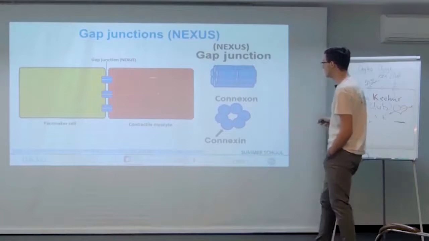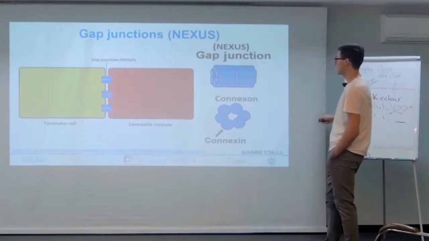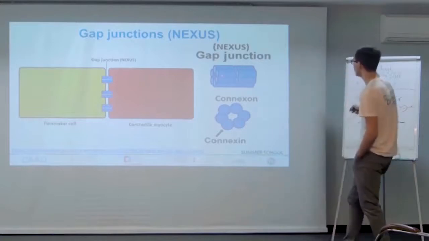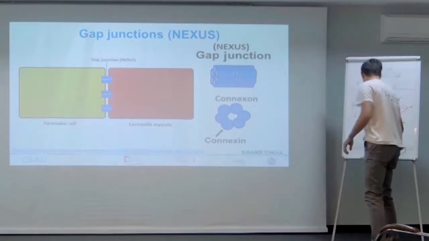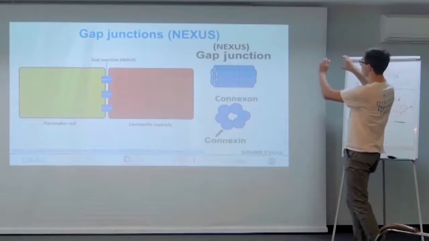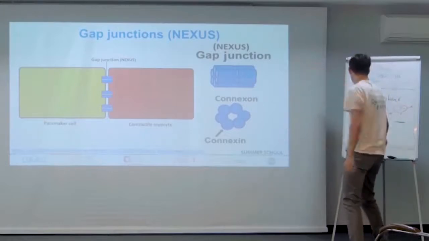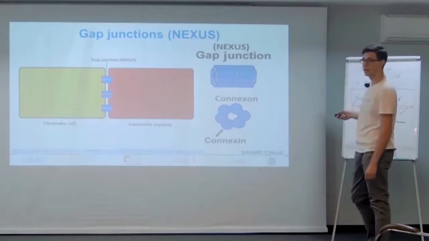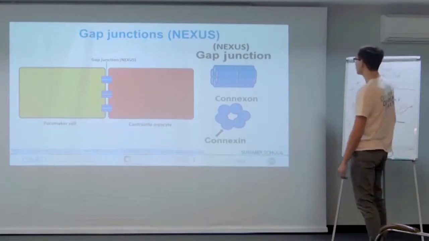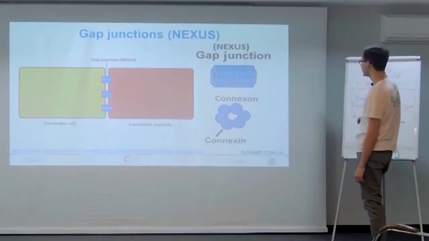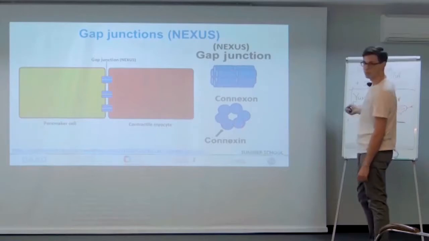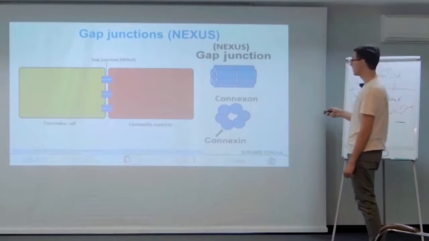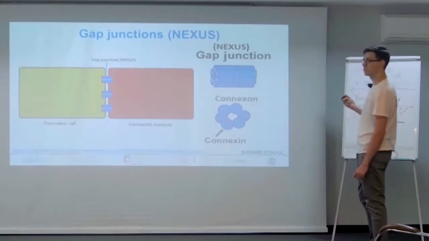The gap junctions, or nexus, yes? We have our pacemaker cell and contractile myocytes, so they can communicate through these gap junctions. What are the gap junctions? The gap junctions, as you see here, they are like just two tubes, like this. This part and this part, they are called connexons, and each connexon has 6 connexins. It's pretty easy. So these pacemaker cells and contractile myocyte communicate through this gap junction, through this nexus.